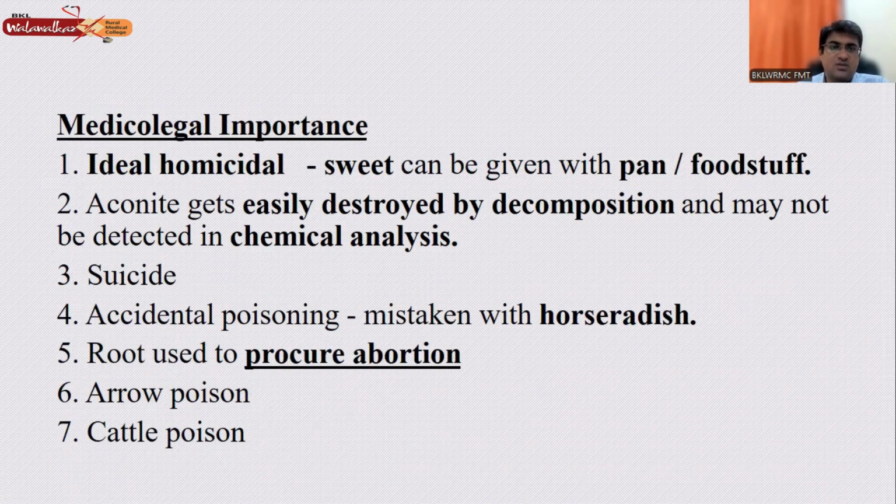Medicolegal importance. As I said, this is the ideal homicidal poison because it is sweet in nature and can be given with pan or foodstuff. Aconite gets easily destroyed by decomposition and may not be detectable in any type of chemical analysis. Suicidal: it may be used in suicide cases. Accidental poisoning may occur because it is confused, or by mistake consumed, as horseradish. Roots are used to procure abortion. It may also be used as arrow poison or cattle poison.